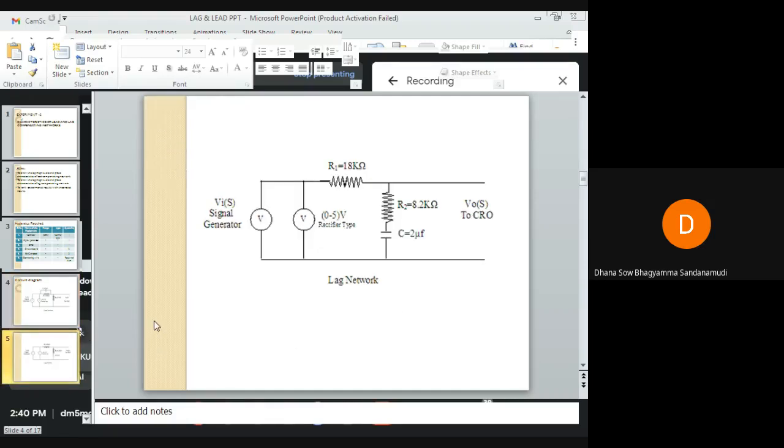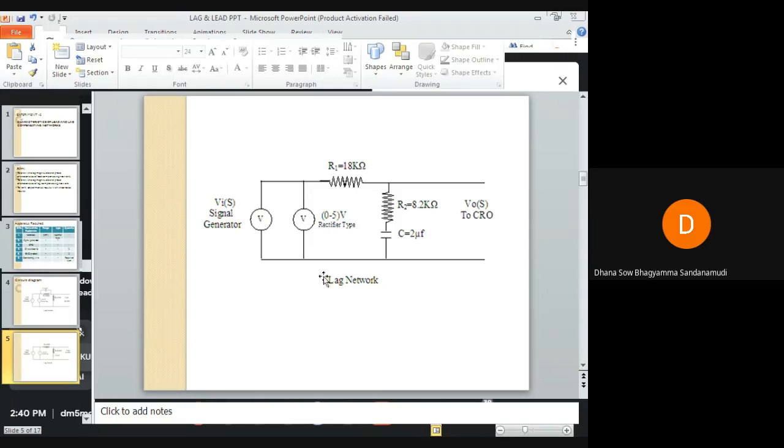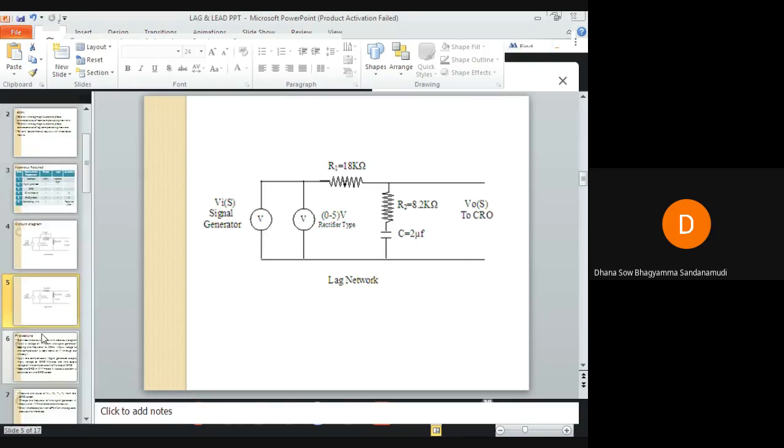Similar to your lead network is the lag network. In the lag network, a resistance of 8.2 kilo ohms is connected in series with the capacitance of 2 microfarad, and you need one more resistor of 18 kilo ohms. You can take a breadboard and give connections on it, but in our laboratory these elements are already fixed and connected on a board, so you need to give only input and output connections. You need a rectifier type voltmeter connected on the input side. The signal generator must also be connected on the input side, the CRO X plate must be connected to the input side, and the Y plate must be connected to the output side.